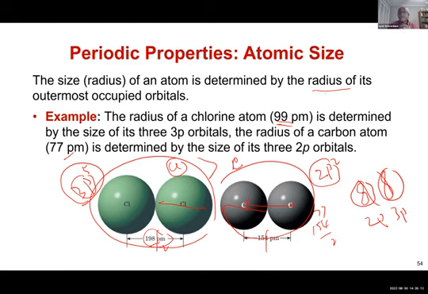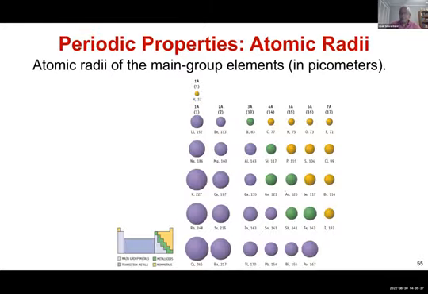The size of the 3p orbitals is larger than the 2p orbitals. Therefore, the orbitals make the atomic size larger. So you have to look at the valence shell of the atom and predict the size of the atom. The general trend is, going down a group, atomic size, the radius, increases.